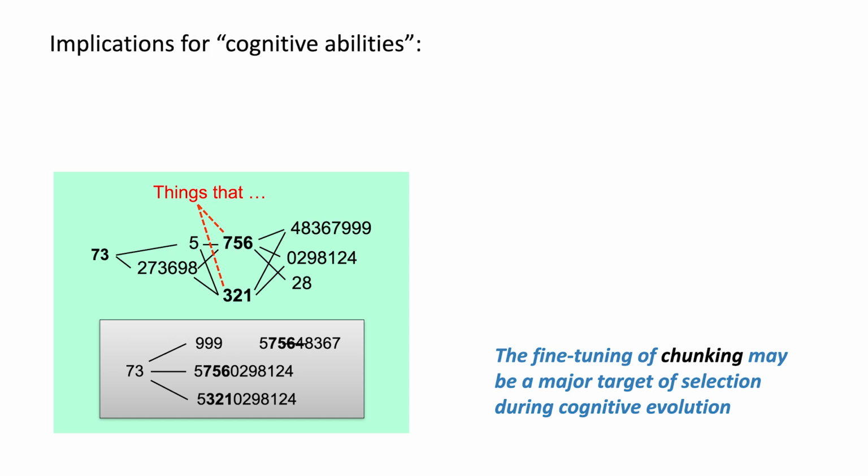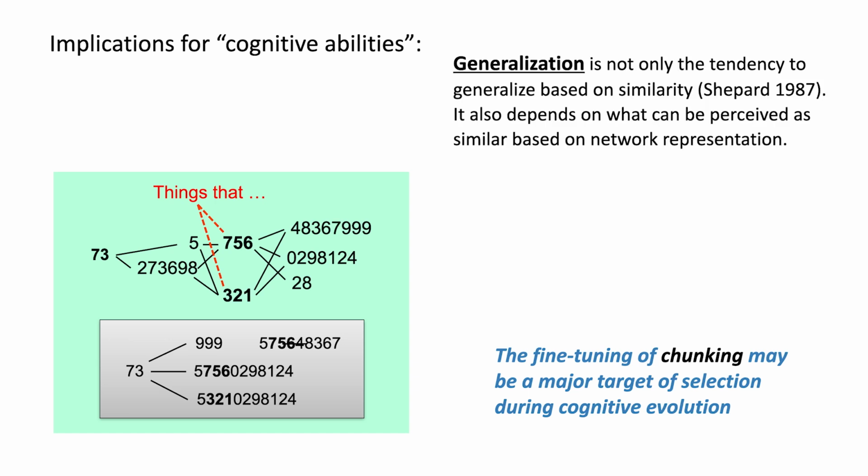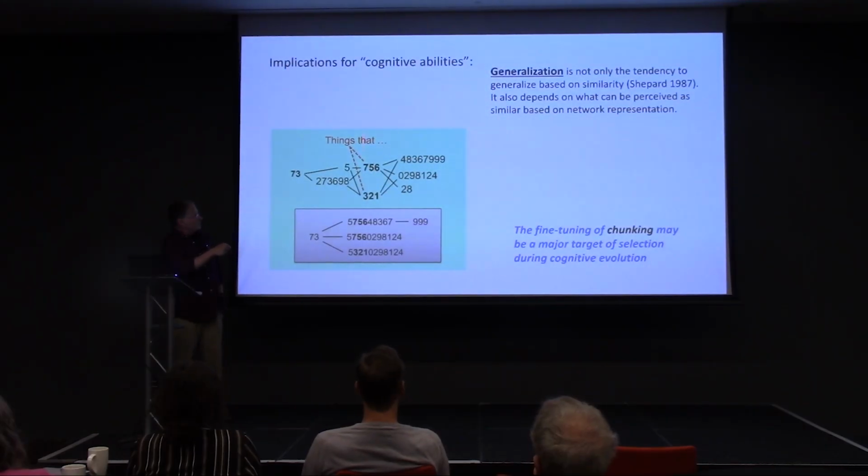if we try to go back and think about some implications for cognitive abilities, take some example. If you think about generalization, we used to define it as not only the tendency to generalize based on similarity, but it also depends on what can be perceived as similar based on network representation. So even if you have the same tendency to generalize, with this network representation, it will be easy to generalize across these instances, and with this one is not. So it's not just the tendency to generalize, but what has been learned and how it is represented in memory that allow you to now use the rule of generalization to generalize.